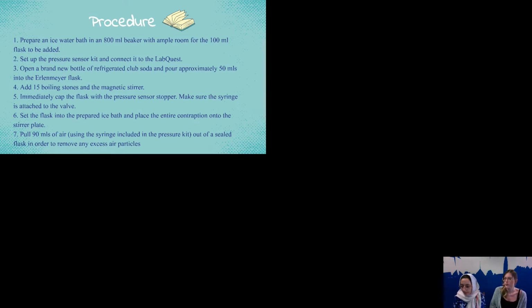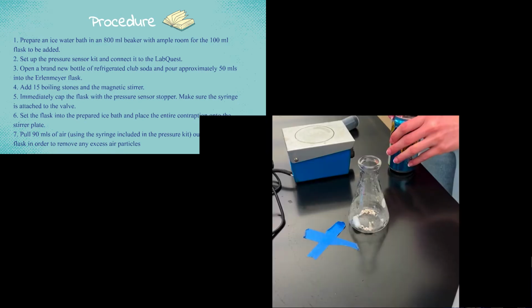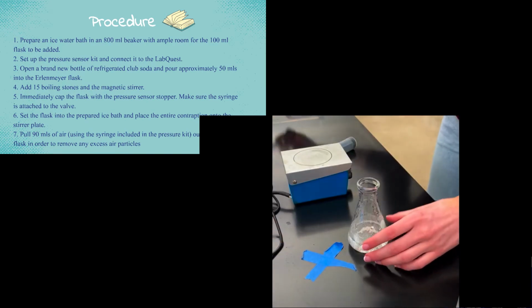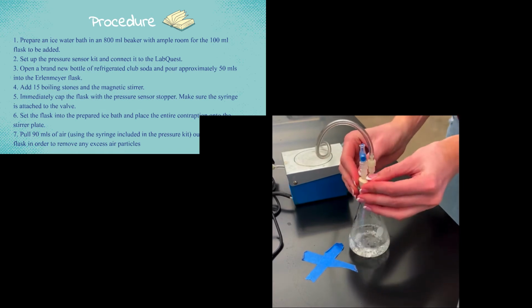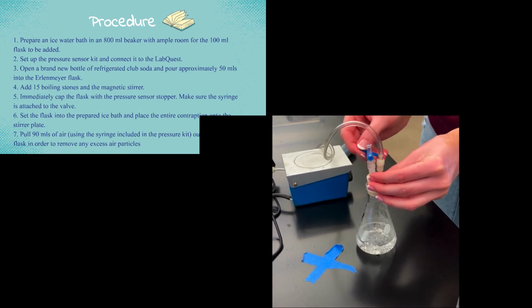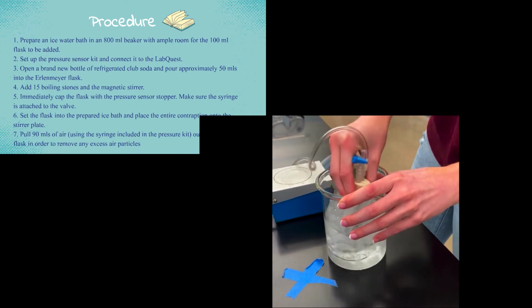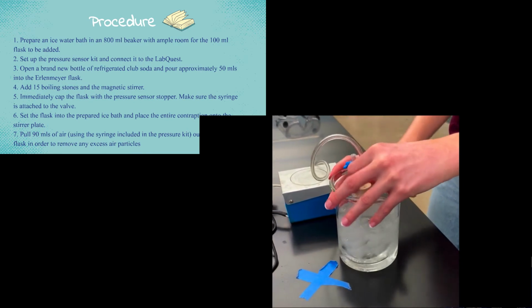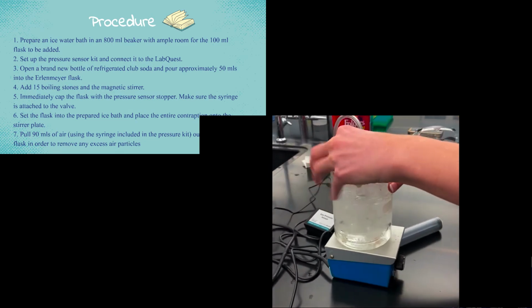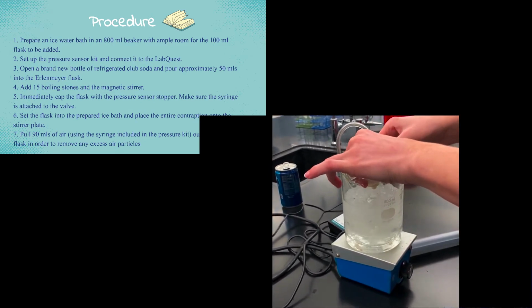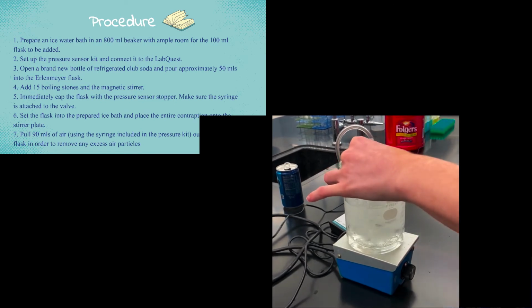So if you'll just refer to the video here, as you can see, I'm going to start off by adding 50 milliliters of carbonated water. And Alexa right here is just putting on the pressure sensor, the pressure stopper, to make sure that no excess gas is being entered. And she's putting it here in a water bath to make sure the temperature stays constant. And I'm going to go ahead and place it on the magnetic stirrer. As you can see, you want to make sure that all of the tubes are fitted very tightly and no excess air is escaping.